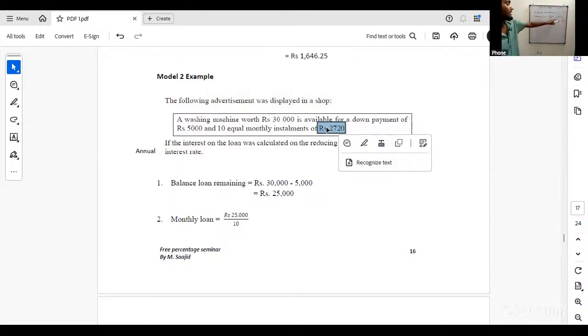Now you subtract this value, you get 220 times 10. The answer is 2200, and this is the total interest paid. The total interest paid is the third step.